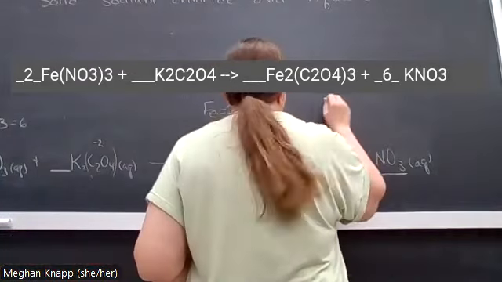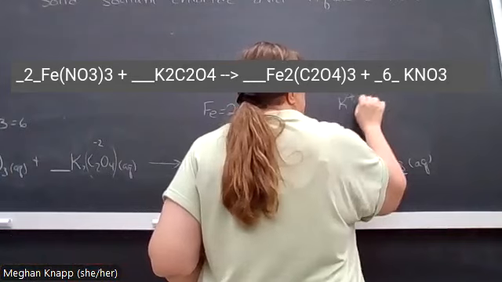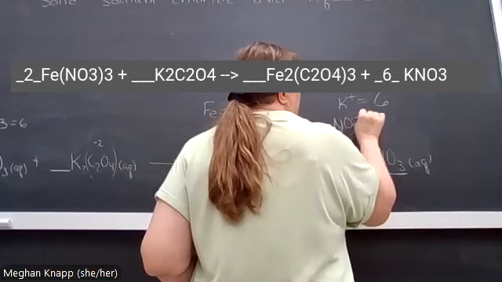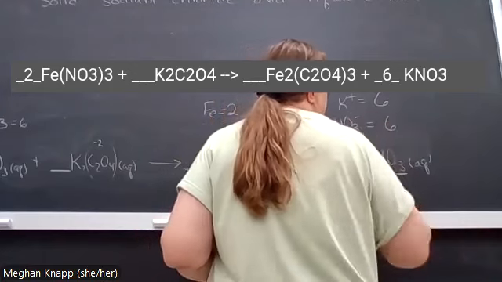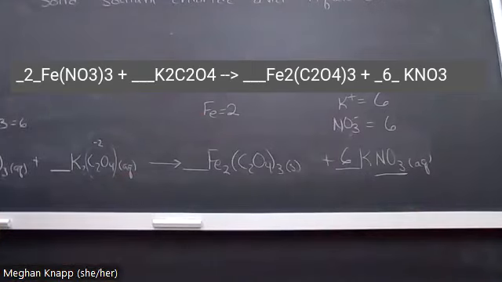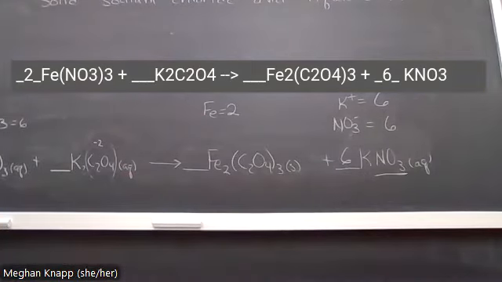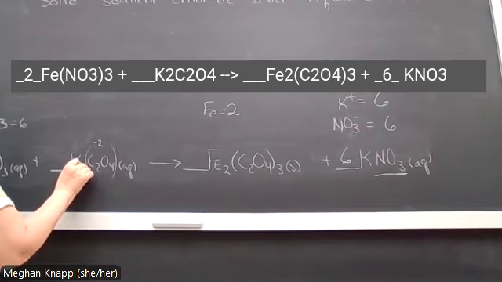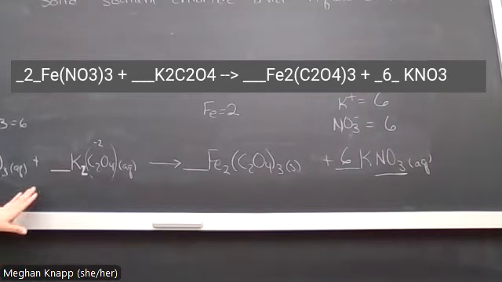So I've got 6 of the K plus, and I have 6 of the NO3 minuses. All right, so now I want to go back to this side because my potassium isn't quite balanced yet. So I need to get this balanced, and I have gotten erased a 2 here. So what needs to go in front of this chemical to balance? A 3.